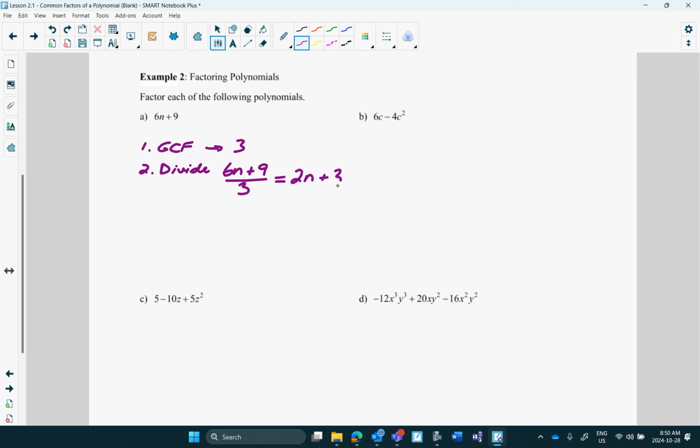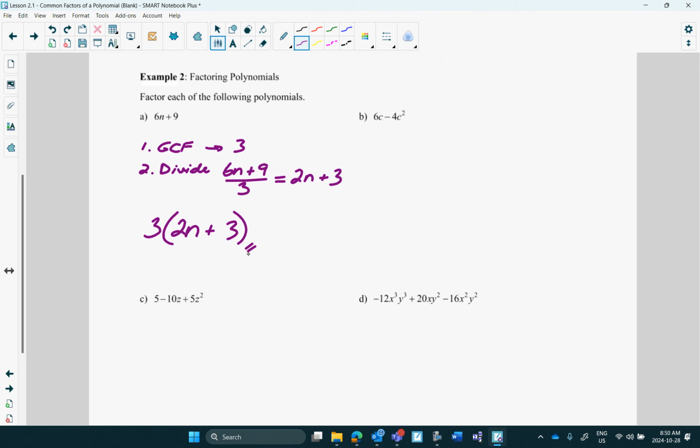So I put these two together, and remember, these have to stay together. How do we keep them together? We put parentheses. That's the way the answer looks. Don't just stop here. You have to write both factors showing that they're being multiplied together to get 6n plus 9.